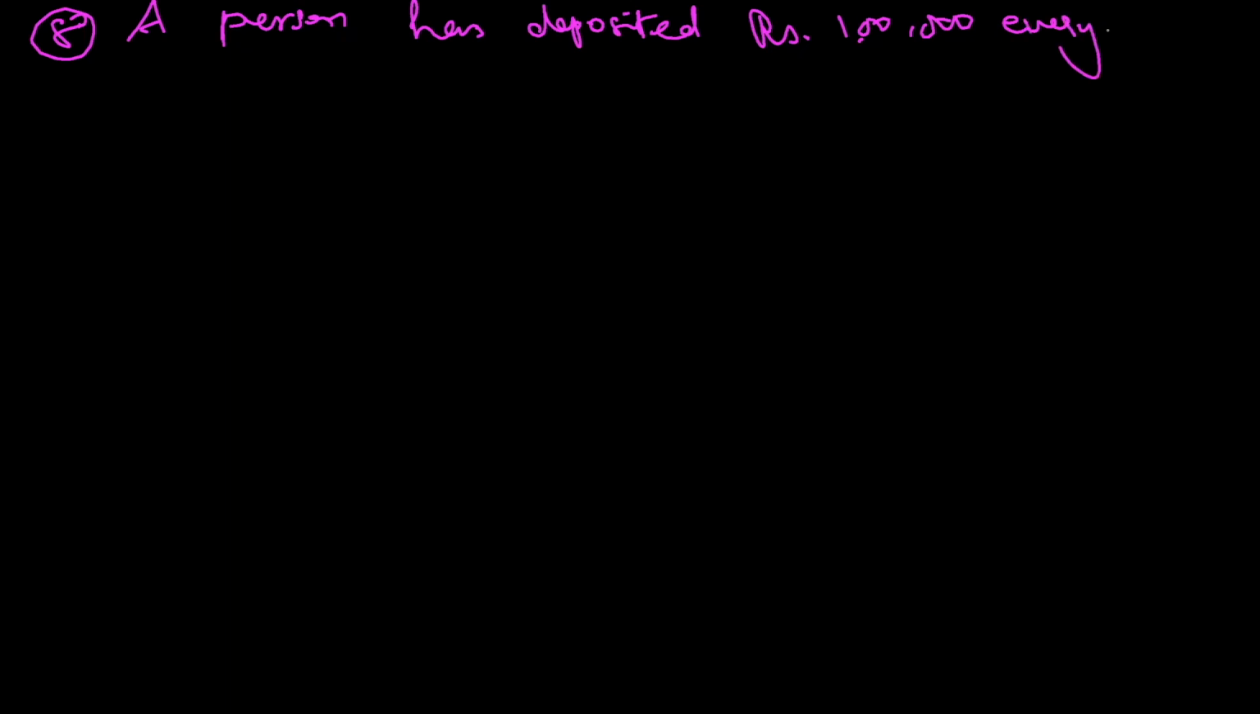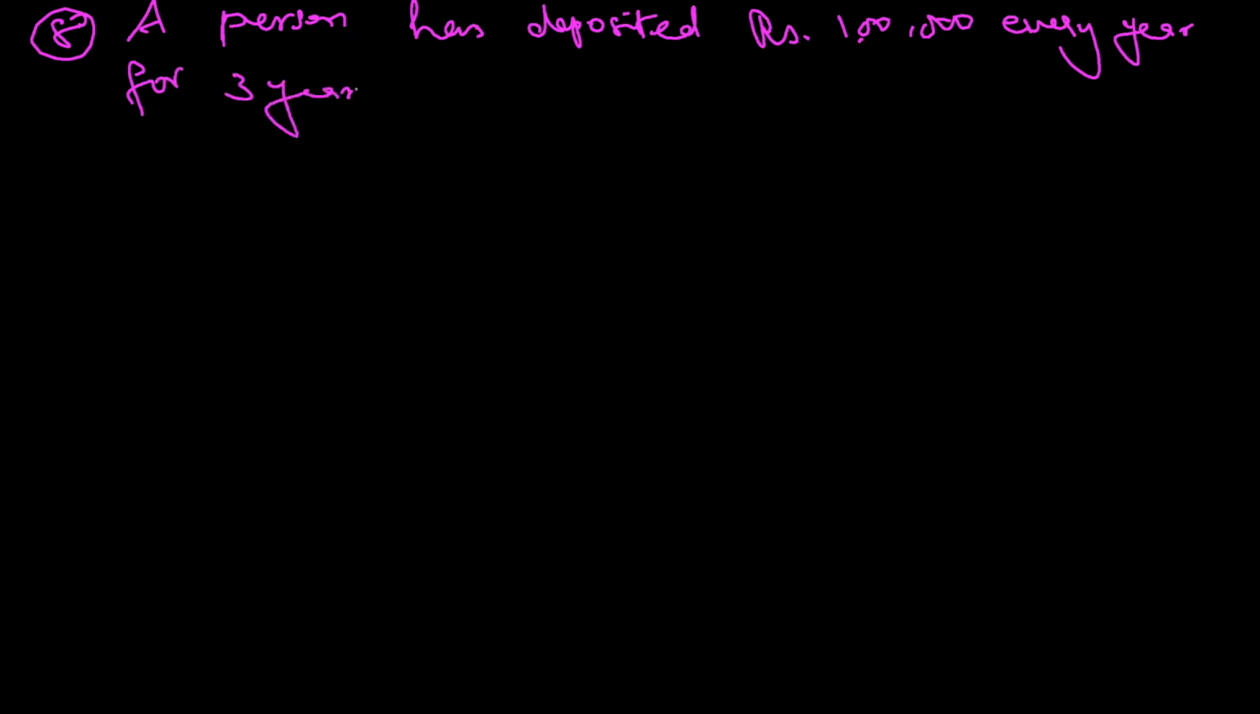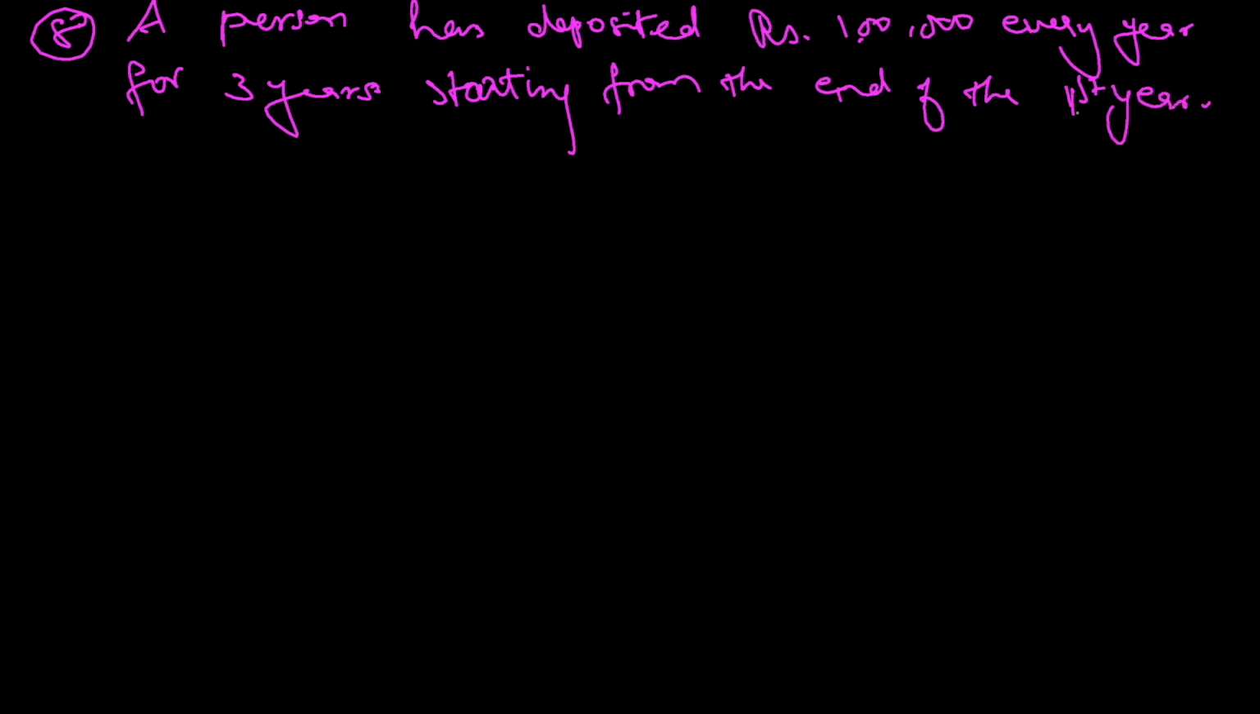Question 8.1. A person has deposited rupees 1 lakh every year for 3 years, starting from the end of the first year.